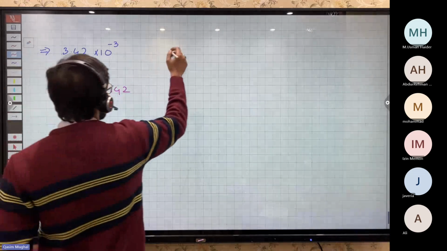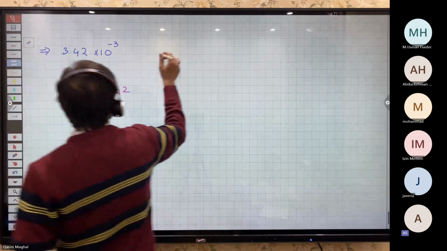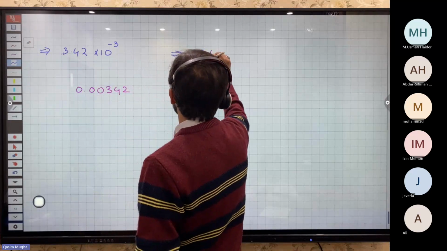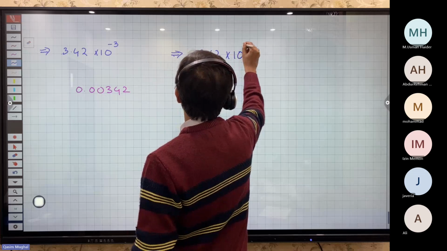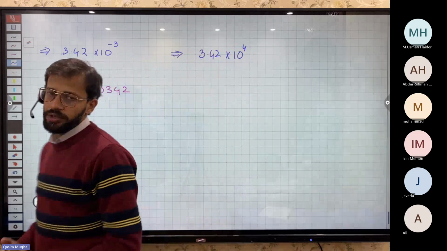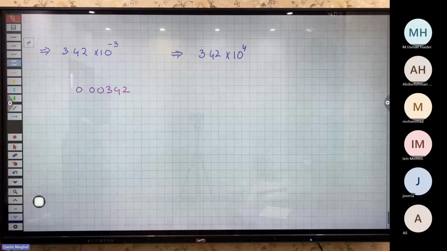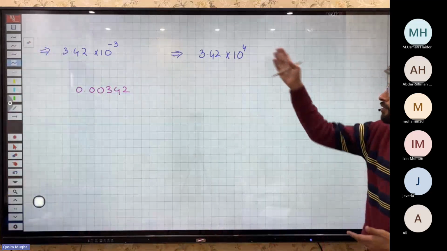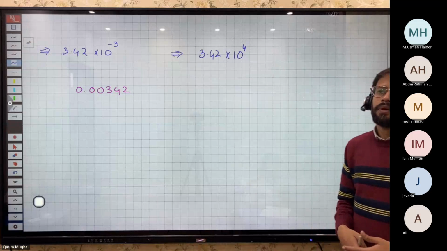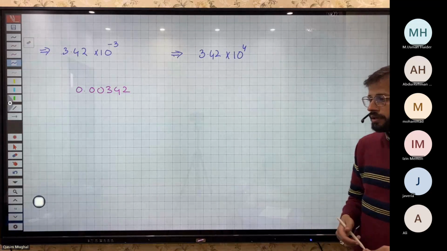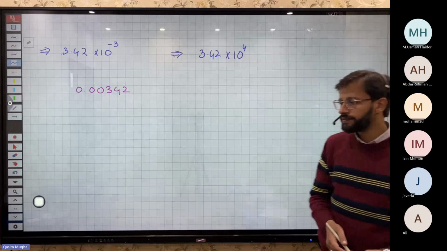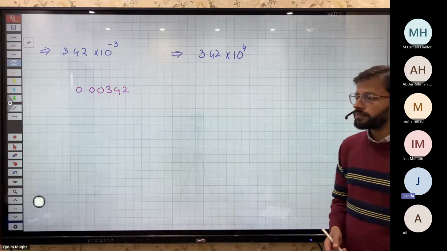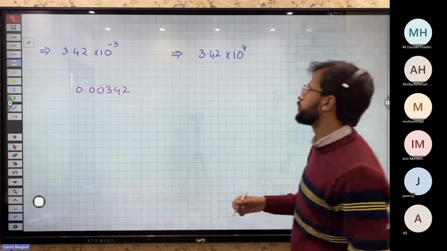If the same number was in this form, 3.42 into 10 raised to the power of 4, and the examiner asks you to write down this number in an ordinary notation, again we need to make the power of 10 as 0. Now how am I going to make this one 0? This is +4. इसको मैं 0 कैसे करूंगा, जवेरिया? -4. Very good. -4 कर देंगे.